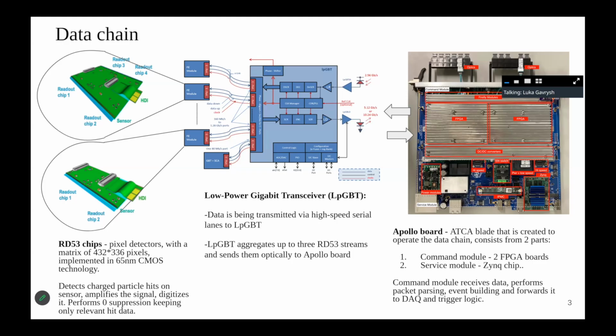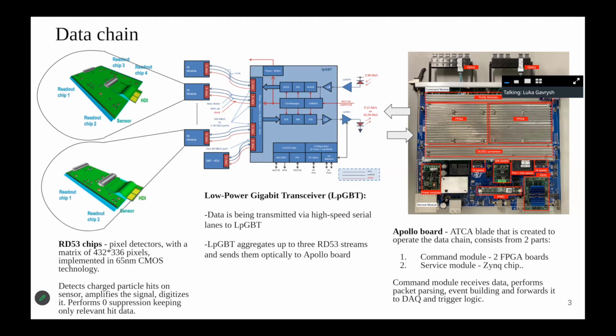So everything starts from the readout chips, as I said. The RD53 chip detects the charged particle hits on the sensor, amplifies the signal, and digitizes it. Basically, this chip is a matrix that consists of 432 by 336 pixels, and it is implemented in 65 nanometer CMOS technology. Then the chip itself performs zero suppression, keeping only relevant hit data. Then the data are transmitted via high-speed serial lanes to the lpGBT ASICs.